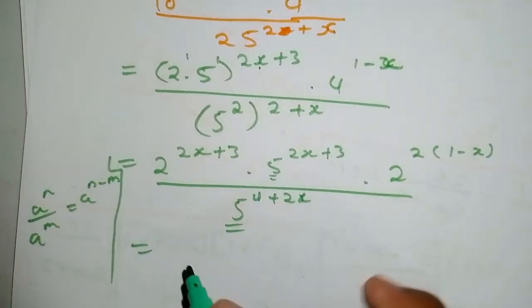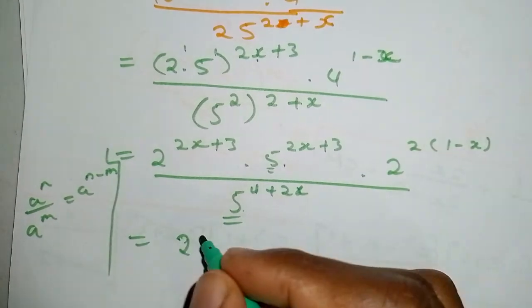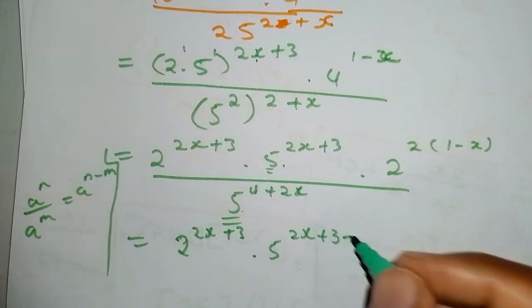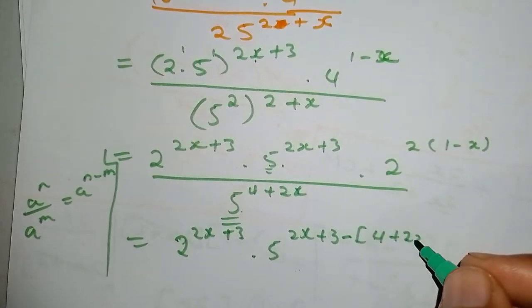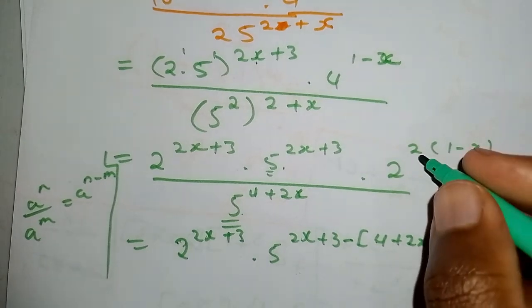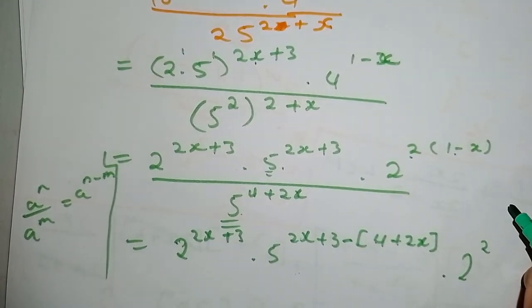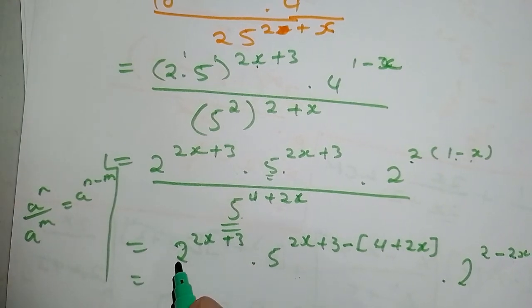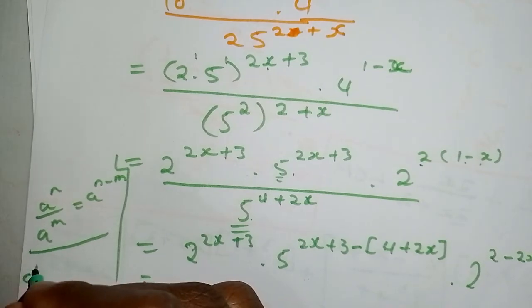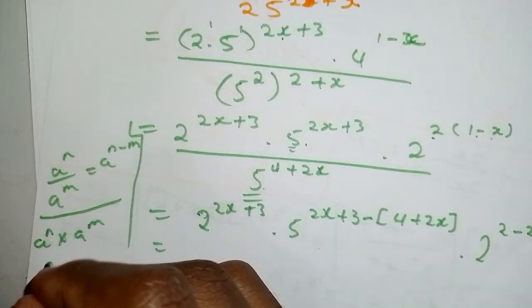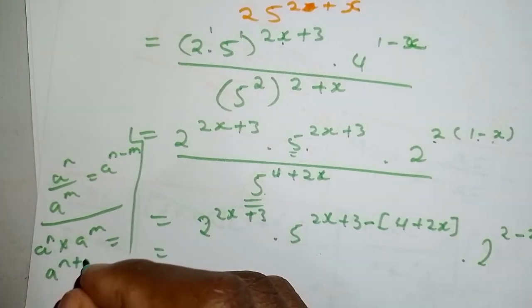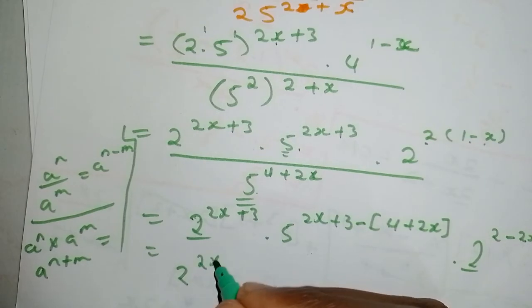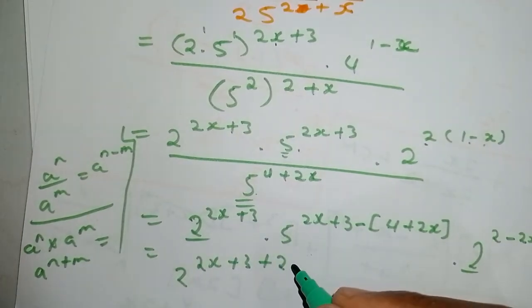Now I'm going to have 2 to the power 2x plus 3 multiplied by 5 to the power 2x plus 3 minus, in brackets, 4 plus 2x, multiplied by 2. 2 multiplied by 1 is 2. And 2 multiplied by negative x is negative 2x. There, right? Remember again the law of multiplication says a to the power n multiplied by a to the power m gives a to the power n plus m. The bases are the same, so I'll have 2 to the power 2x plus 3 plus 2 minus 2x.